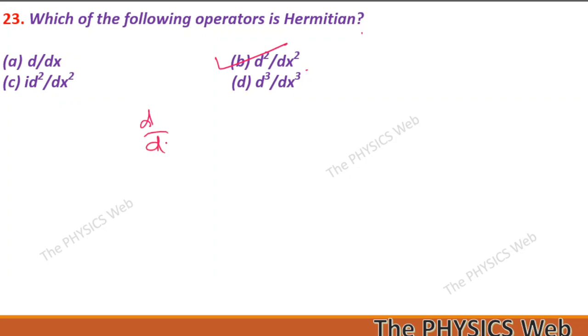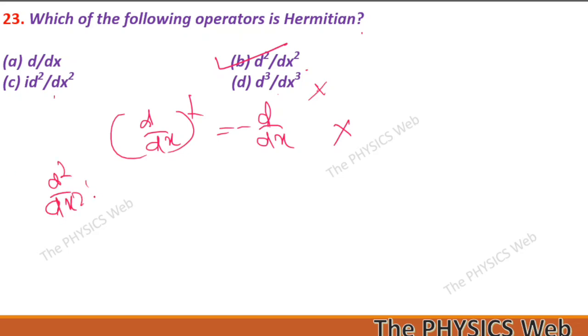Remember, (d by dx) dagger equals minus d by dx, so this is not Hermitian. But d square by dx square is Hermitian. Again, d cube by dx cube is not Hermitian. And here, d square by dx square is Hermitian. But if you multiply an imaginary quantity with a Hermitian operator, then that will be skew Hermitian, remember. So this is skew Hermitian.